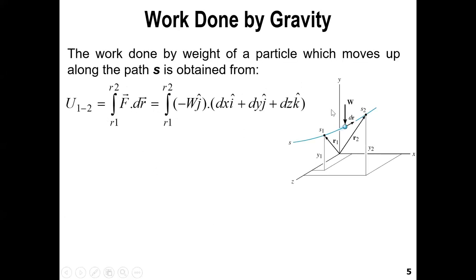And this is what we get here. I'll write a shorter version. So your F is minus W j. Your dr is dx, dy, dz. You did the dot products. This is zero. This is zero. You get j dot j, and then that's what you get. So technically, the work of gravity does not depend on the path of motion, only on the initial and final elevation.